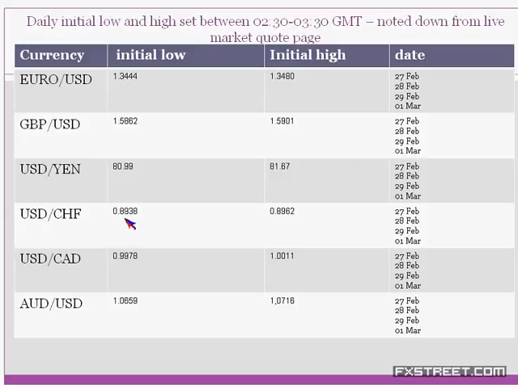And in the case of CHF, 8938 is the low and 8962 is the high. That is also not breached. In the Canadian dollar, 0.9978 is the low, which is not breached, and the high was 1.0011, that is also not breached, but the market is closer to the high. In the case of the Australian dollar, 1.0659 is the low, 1.0716 is the high. There again, it has not been breached.